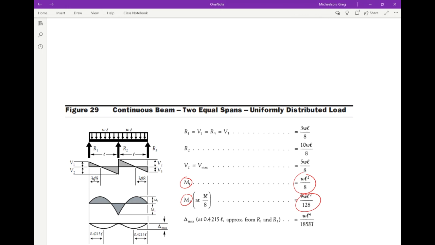Here's the reason why. Look at your moment diagram. M1 is the peak right here, that value right there. M2 is this peak right here. Sorry, I got that backwards. This is M1, this is M2. So there are two different peaks on the moment diagram. M2 is inside the spans, and M1 is right there at the middle support. For the purposes of this problem, we're going to compute M1.